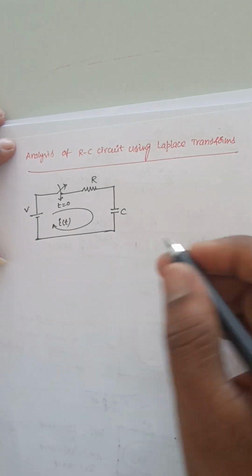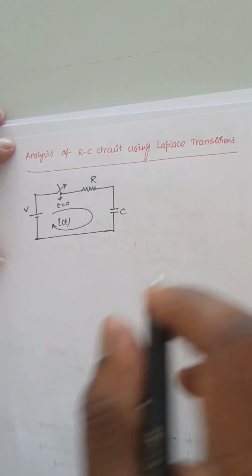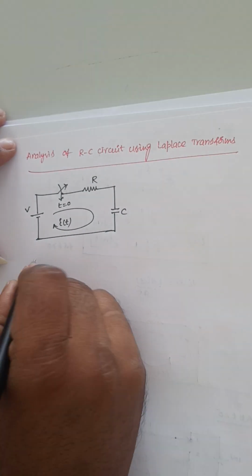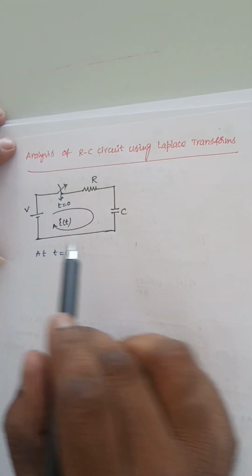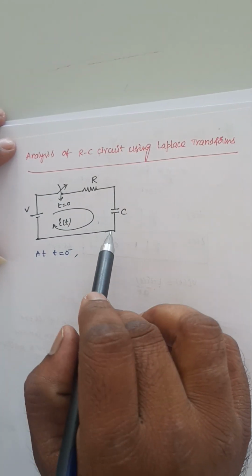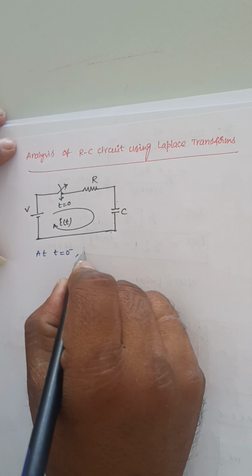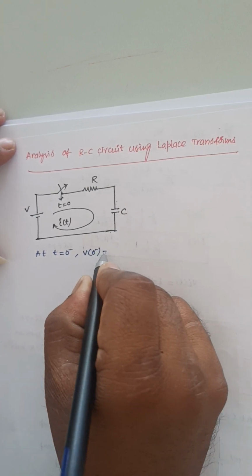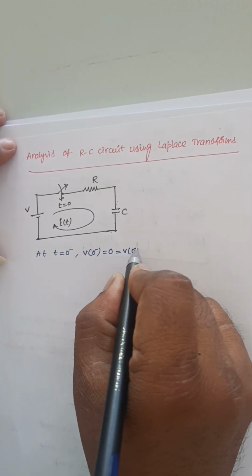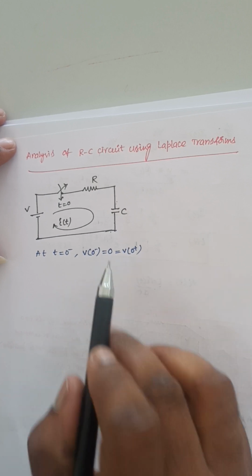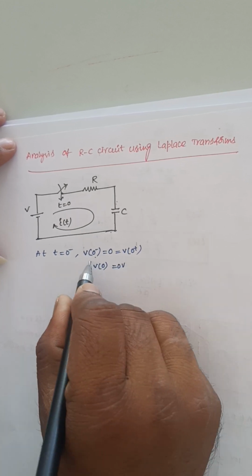So before going to draw this same network using the Laplace transforms, first what we need to do here is at t is equal to 0 minus, the switch is under open position, so no current will flow, no charge will be present across this capacitor, so no voltage will be stored across the capacitor. So the voltage across this capacitor V of 0 minus is equal to 0 volts at t is equal to 0 minus, that is equal to V of 0 plus, because the capacitor doesn't allow the sudden changes in voltage. So V of 0 is equal to 0 volts only.